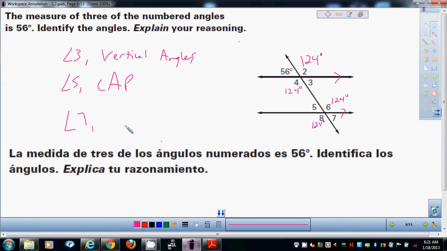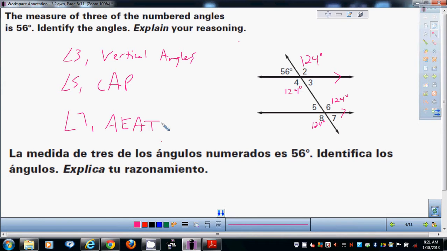And what's another one we could have done? Corresponding, because we've already shown that this one is 56. There are options here. It's not like it's lengthy, but you have to think about it, though, yes.